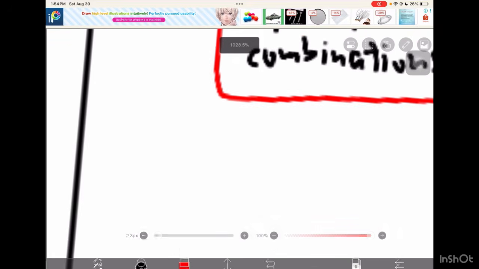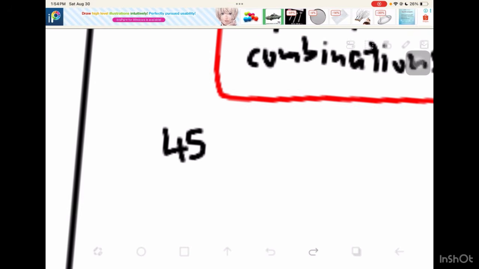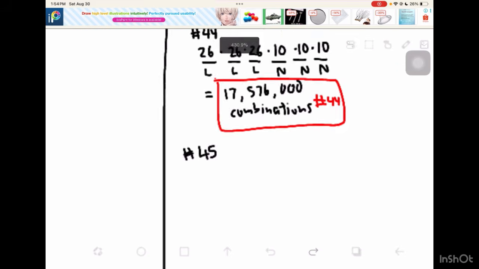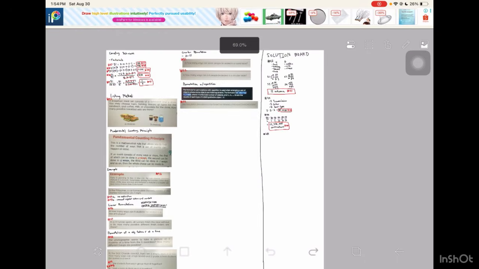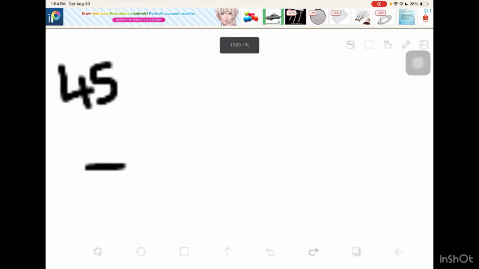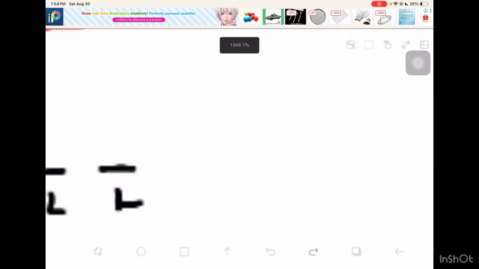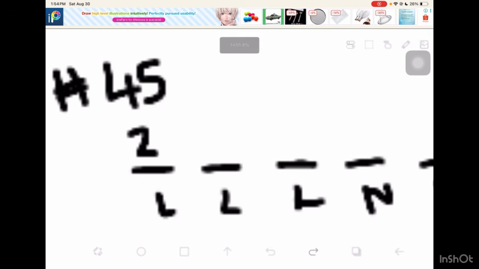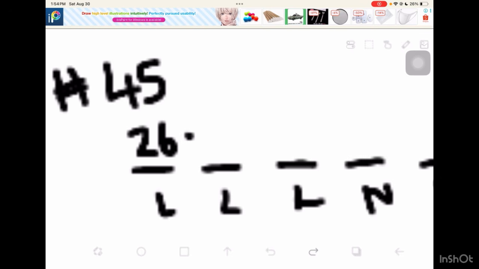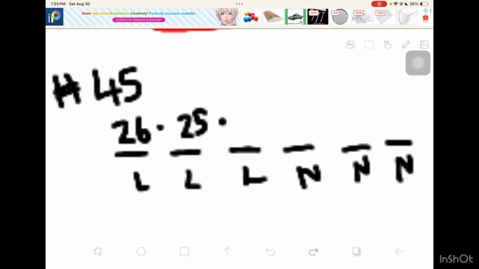Alright, number 45. Same problem, but this time there's going to be a restriction. There will be no repeating letters and no repeating numbers. So we have the same thing here. Letter, letter, letter, and the numbers. At first, of course, we can pick any letter, 26. But here's where it gets interesting. We already picked one letter here, so that letter we cannot repeat again. So we need to minus 1. 26 minus 1 is 25. And then same thing here. We already picked 2 letters, so 26 minus 2 is 24.